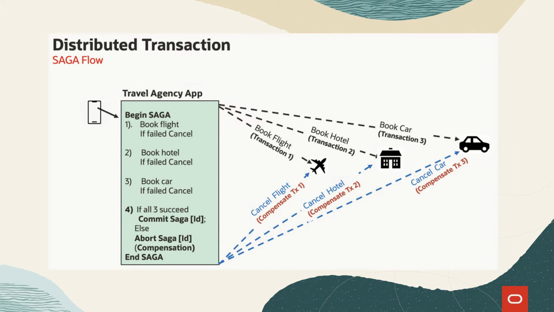This figure shows the saga flow. Let's take an example of a travel agency app. The saga basically contains 4 steps, the first being booking the flight. If it fails, cancel the entire transaction. Second step, book the hotel. Third step, book the car. And the fourth step, if all the above 3 succeed, then commit the saga, else abort the saga.